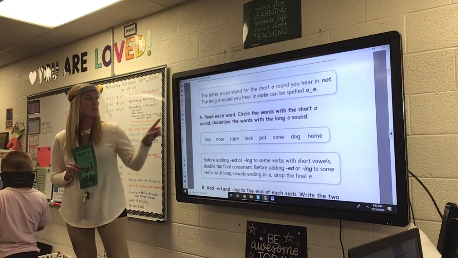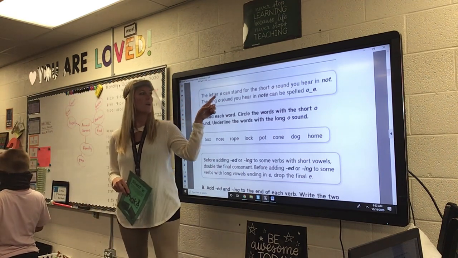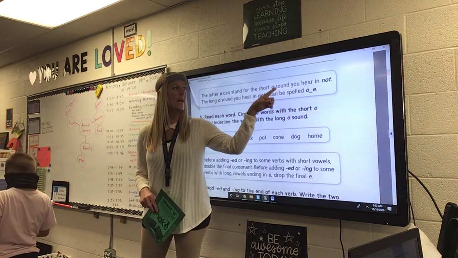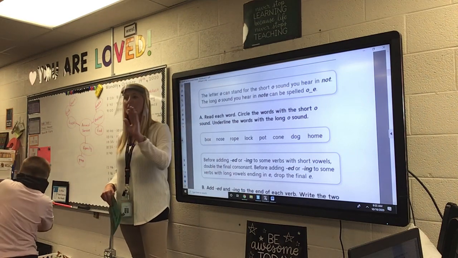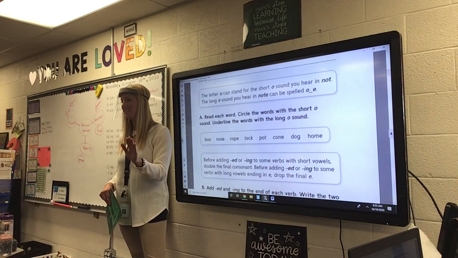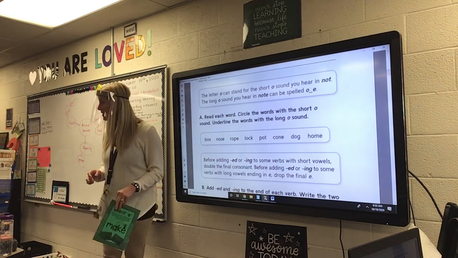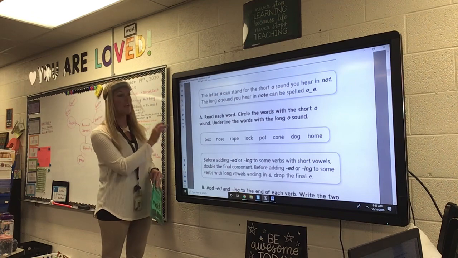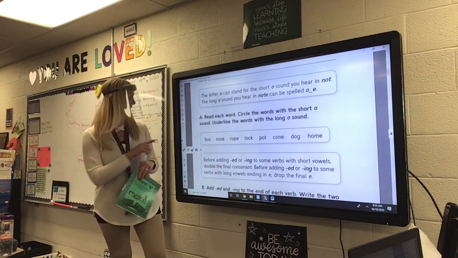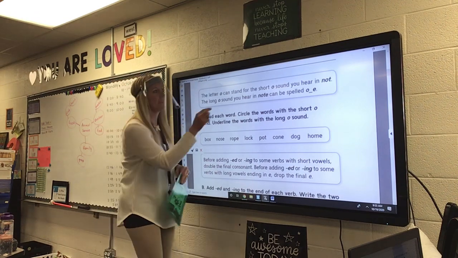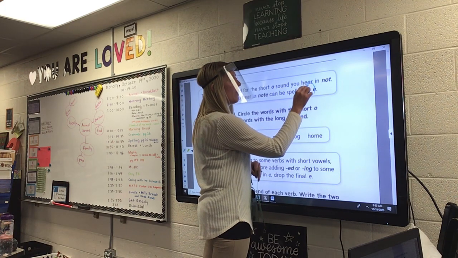Okay, so at the top in this first box, Mrs. Murphy's going to read it. It says the letter O can stand for the short O sound you hear in not. So if there's only one O, it's going to be short. It's going to say ah. Okay? The long O sound in note can be spelled with an O. And then remember that little line means that there's a consonant there. And then the silent E, okay? So remember that E will jump over that consonant to make that O long.